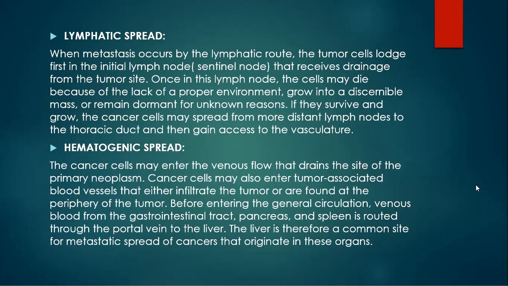So now, lymphatic spread and hematogenic spread. Lymphatic spread occurs via lymph vessels, while hematogenic spread occurs via blood vessels or blood. So when metastasis occurs by the lymphatic route, the tumor cells first lodge in the initial lymph node that receives drainage from the tumor site. The first lymph node which receives the drainage from the tumor site is termed the sentinel lymph node, and the tumor cells first lodge in this node.